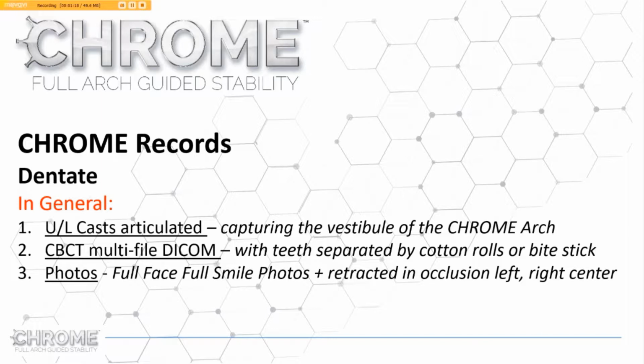We need to have the vestibule because the pin guide, the first guide, will often engage the floor of the vestibule and where bone reduction begins. We'll need a CBCT scan of the patient with the teeth separated, either by cotton rolls or a bite stick, or if the patient is biting on the bite fork that's included on the cone beam CT scanner. And of course, it's always multi-file, not a viewer and not a single file, must be multi-file. And then the photos. And we'll discuss the photos in the next few slides.